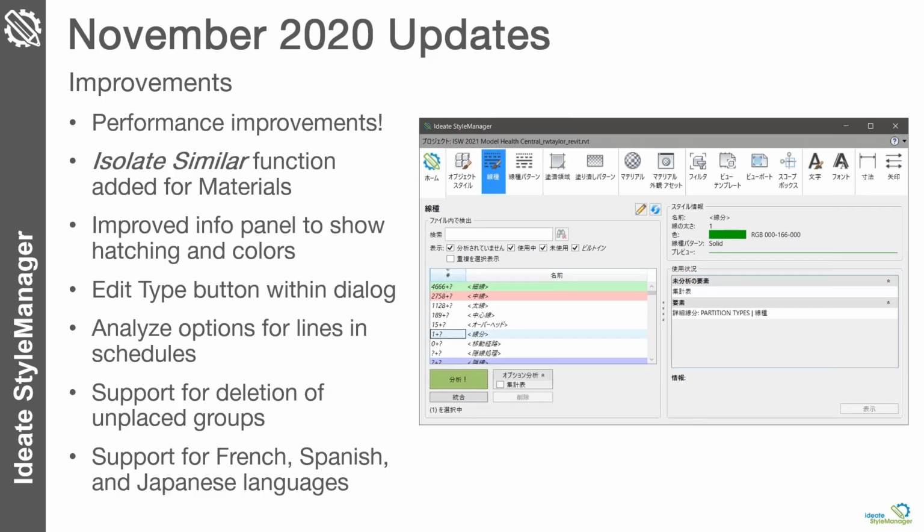I think one thing that's kind of interesting is that we have now support for French, Spanish, and Japanese languages. So you'll see there on the screen, I switched my Revit to run Japanese, and now Ideate Style Manager is reflecting that within Japanese. And I think as we move forward in the future years, you're going to see more and more of this localization with all of our products. So we are a global company. We have customers all around the world. So it's important that we're supporting those customers that don't speak English as their primary language.